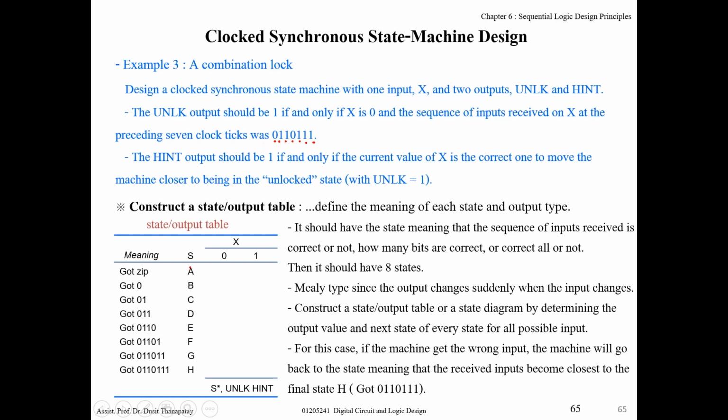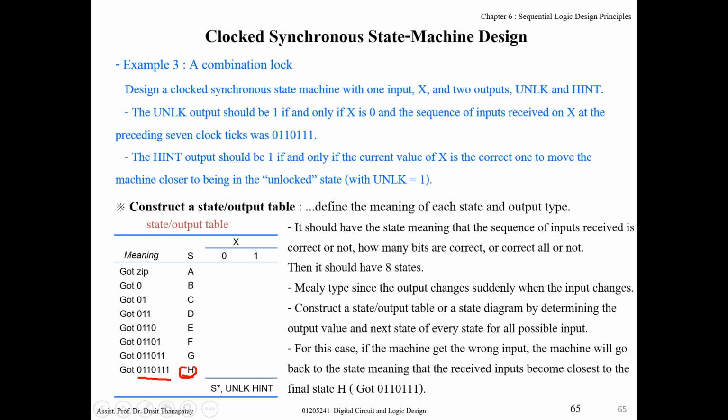In this case, the default state A has no bit correct. State B has 1 bit correct. State C has 2 bits correct. State D has 3 bits correct, 0, 1, 1. State E has 4 bits correct, 0110. State F has 5 bits correct. State G has 6 bits correct. And state H has 7 bits correct.